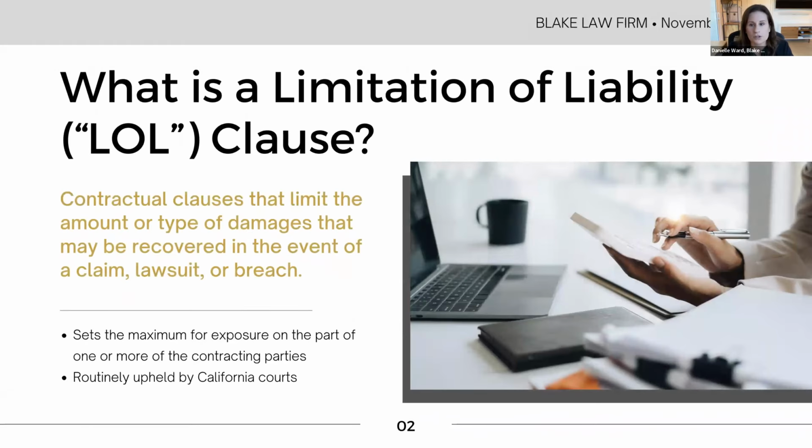So what is a limitation of liability clause? It's a contractual clause that limits the amount or type of damages that may be recovered in the event of a claim, lawsuit, or breach. So they try to set the maximum exposure for a party or both parties in the event something goes wrong. They're routinely upheld by California courts so long as they're not unconscionable. So careful consideration should be paid to them when reviewing or negotiating them.